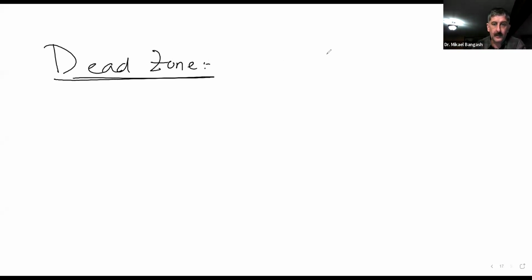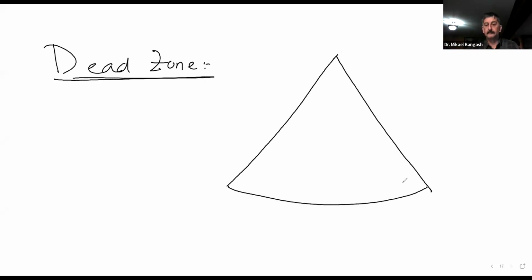We can mainly say, even if we look at a regular image, we know that this area here is, if this is the transducer, the area close to the transducer. Let's see. This is something like this. Maybe the dead zone.